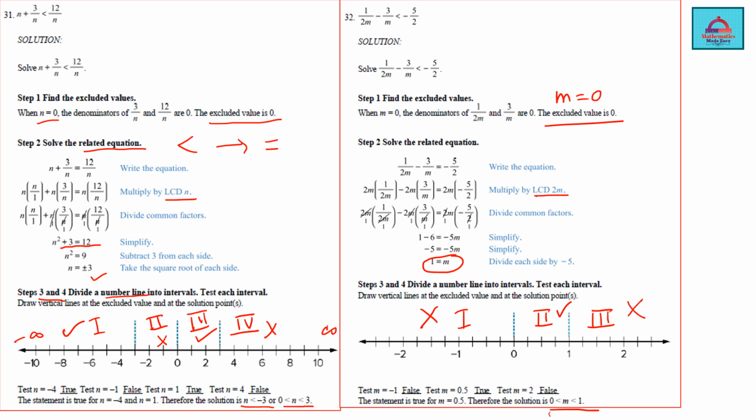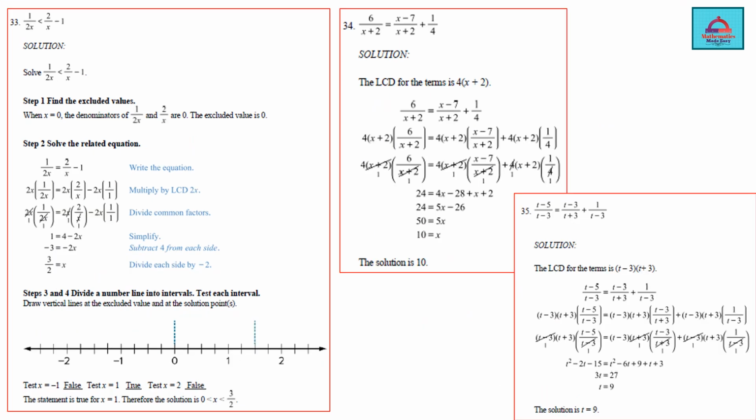So there is only one interval, which is the solution for question 32. Last but not the least, we have question 33, 34 and 35. As you see, the method to solve them is the same. Here we have an inequality, so we are going to find the excluded values. Then we solve the related equation. Then we divide the number line into intervals and give the solution as the interval which is true for the value. So which is this interval, 0 to 3 by 2.